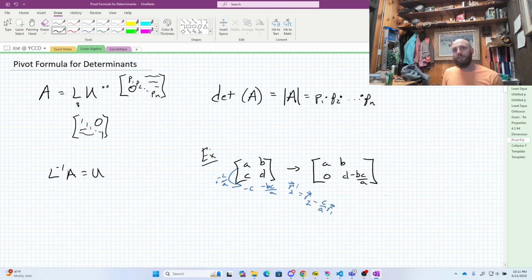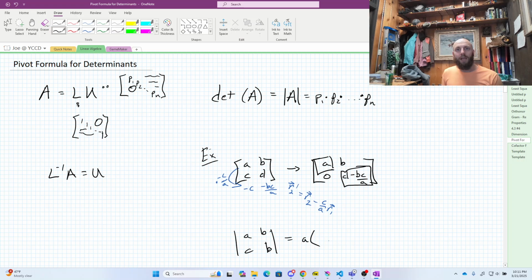And then I'm going to take this product down the pivots, right? So the pivots are A and D minus BC over A. So the determinant, actually, let's use our other symbol. So our other symbol is going to be with absolute value bars. So determinant of A, B, C, D is going to be the product of these two pivots.